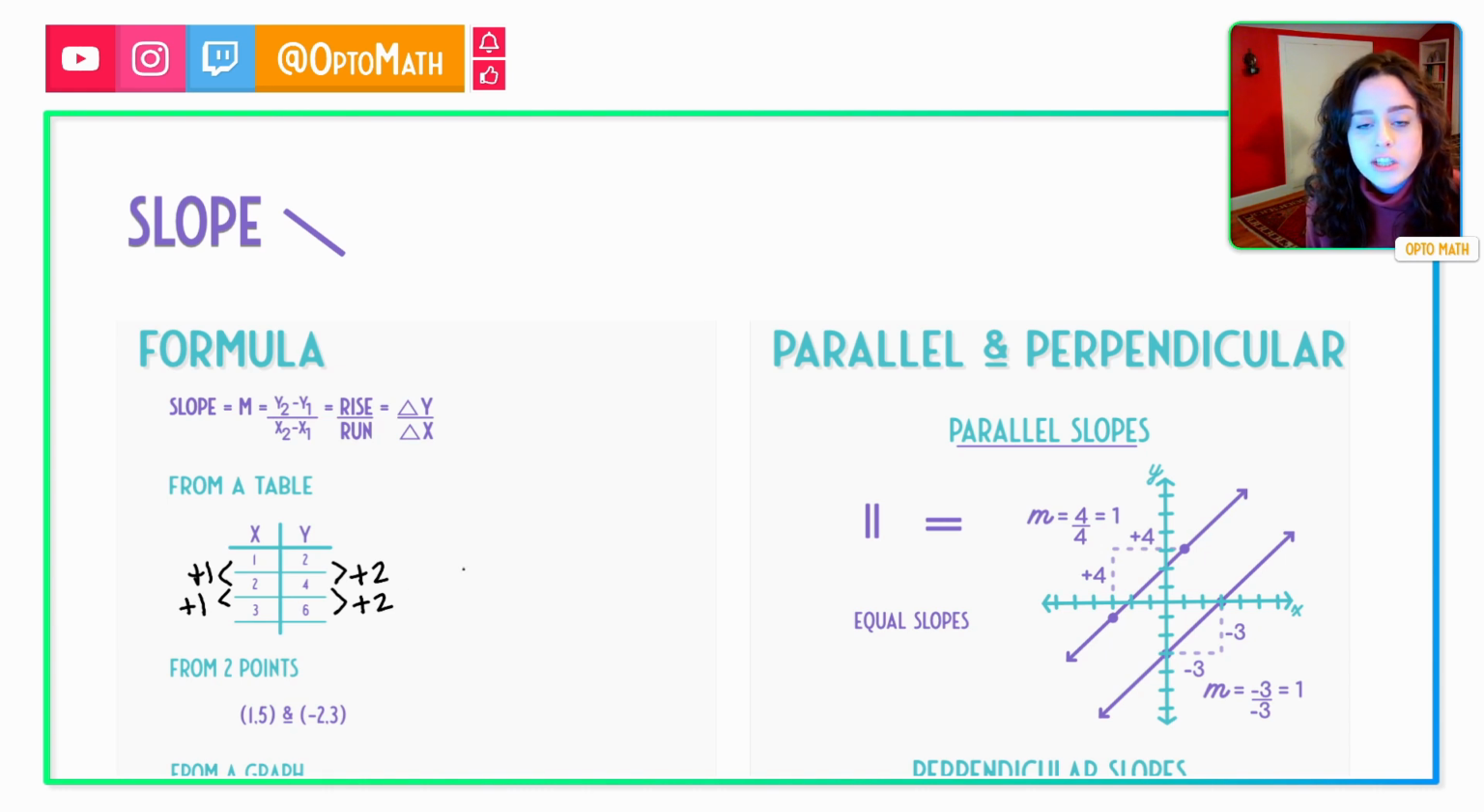So now to finish out our slope, we just have to do our y change divided by our x change. Our y change is 2, and our x change is 1. And 2 divided by 1 is 2. So that is our slope, or our m. So we're done with that slope.